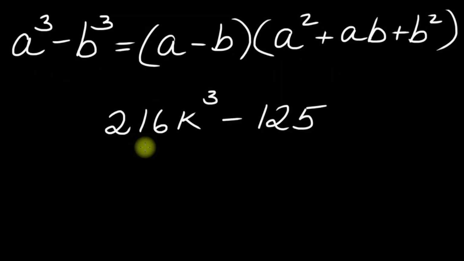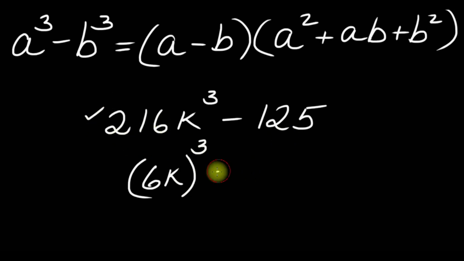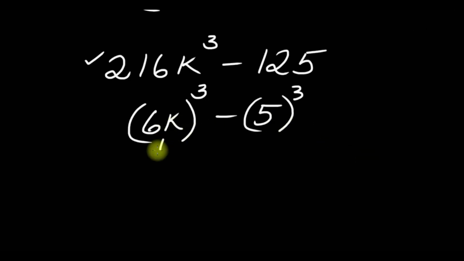Let's see if we do have difference of cubes. If I take the cube root of 216, I'll get 6. Cube root of k to the 3rd is just going to be k. And then if I cube it, I'll get it back. Good. And then here, cube root of 125 is 5, because 5 times 5 is 25, times another 5 is 125. And that's what happens when you cube it. Look how easy this is now, because you have your A and then you have your B. You're just going to plug those in.